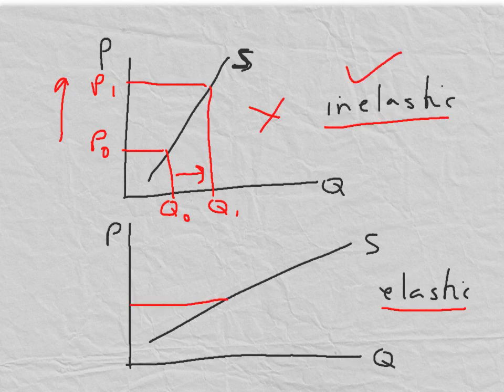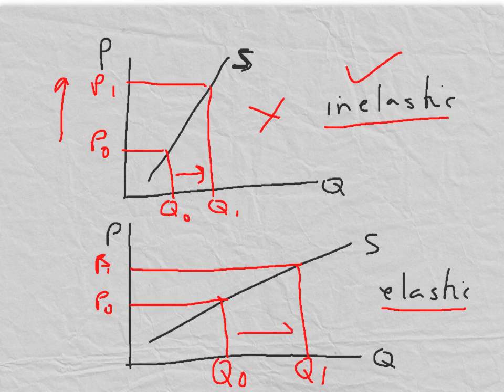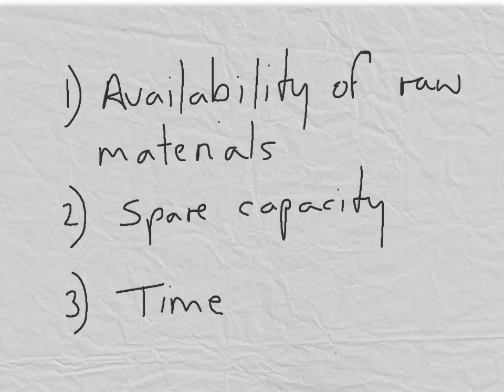On the other hand, here, when the price changes even by a small amount, from P0 to P1, the producer is able to increase the quantity supplied by a fairly large amount, from Q0 to Q1. This supply curve, therefore, is much more elastic. So we will have to examine why some supply curves are inelastic while others are much more elastic. In other words, what determines the price elasticity of supply? Let's look at three factors that may have an influence on the price elasticity of supply.